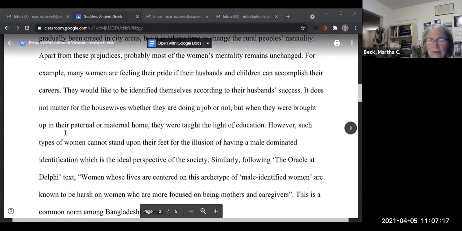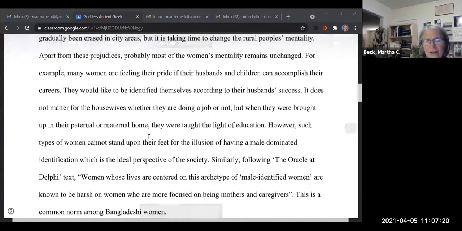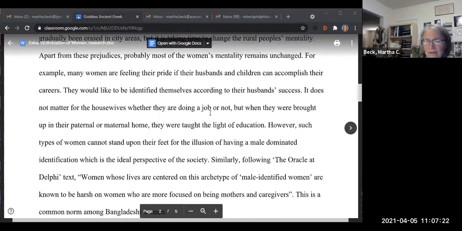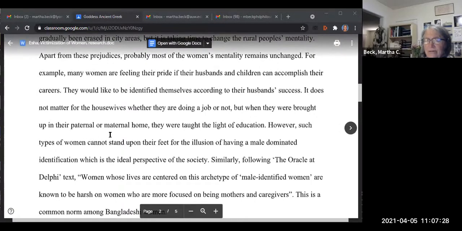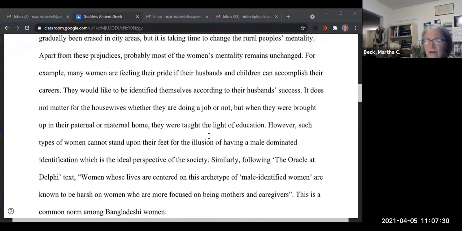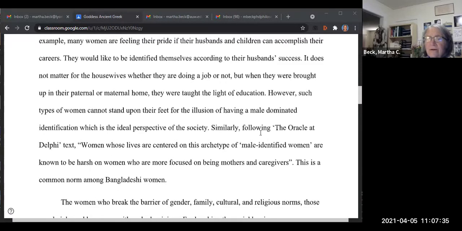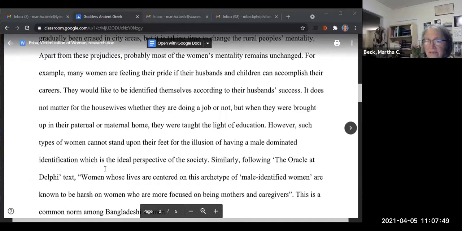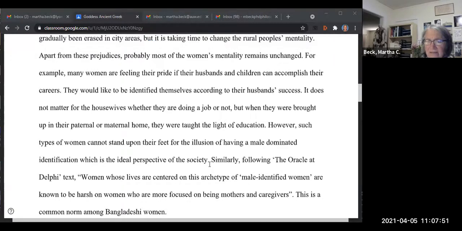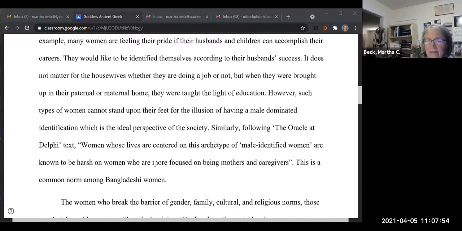All right. When they were brought up, they were taught, it does not matter for the housewives whether they're doing a job or not. But when they were brought up in their paternal or maternal home, they were taught the light of education. I really don't know. I've lost the train of thought, right? Such types of women cannot stand upon their feet for the illusion of having male-dominated identification, which is the ideal perspective of society. Okay.